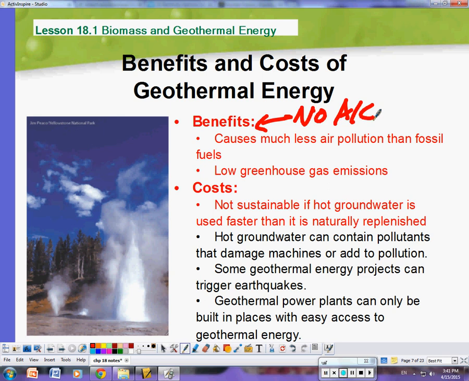With the costs, it's not sustainable if everyone lives very close and everybody has it. You'll use up the heat from that ground too fast, and can actually damage the ecosystem, because again, it can actually trigger some earthquakes. So it's only good if you're in like a rural area. So it's very selective.